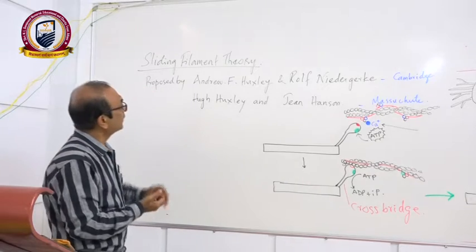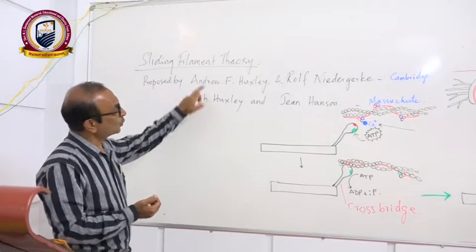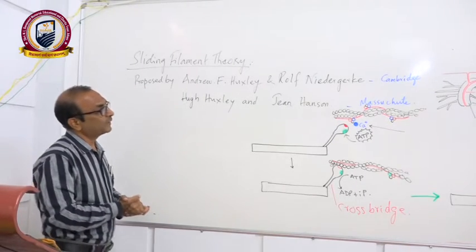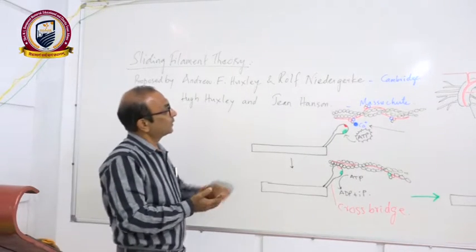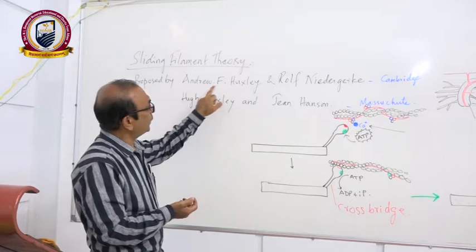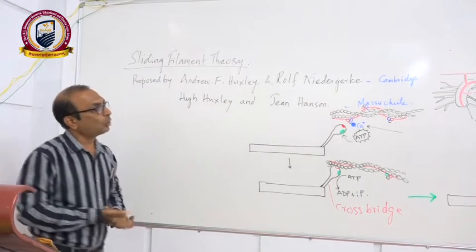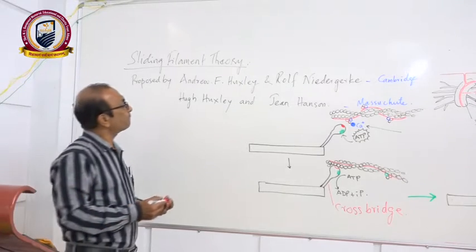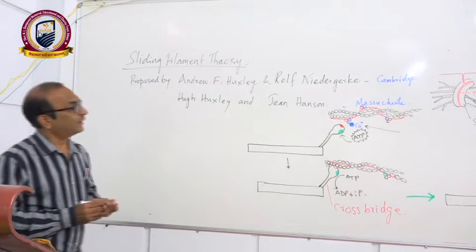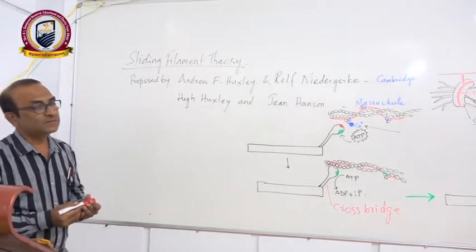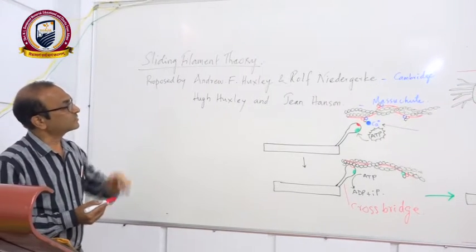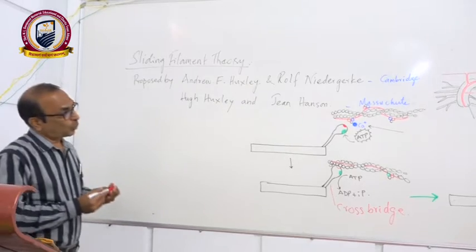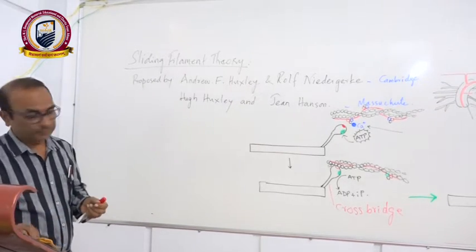It was proposed by two teams of scientists, one from Cambridge University and another from the University of Massachusetts. So Andrew F. Huxley and Rolf Niedergerke, and Hugh Huxley and Jean Hanson. So these are the scientists responsible for explaining this theory. And what is the main basis of this theory?